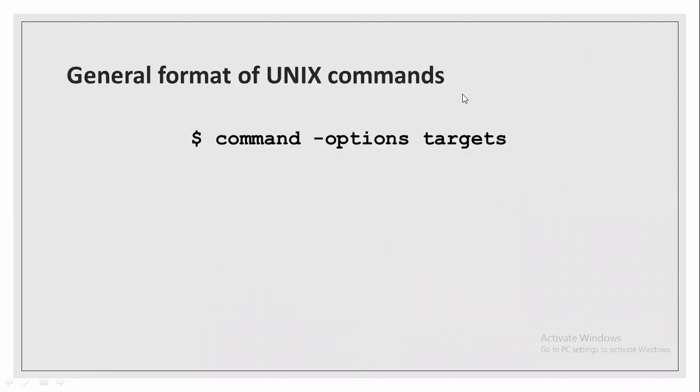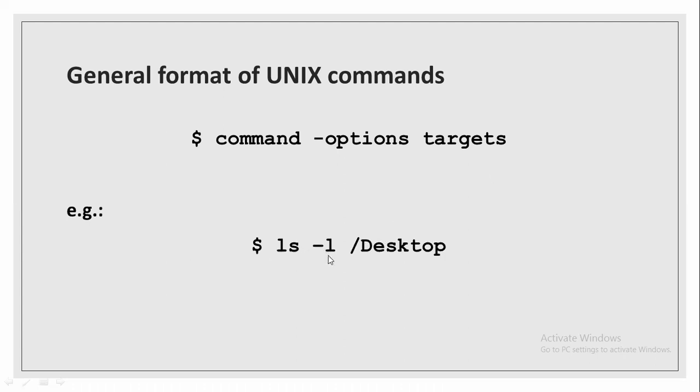General format of Unix commands. So what is the general format? We have to provide the command, right? And then options, including the - sign. And sometimes you can provide targets, right? So this is the general format. Now, how did we execute pwd? We just gave pwd. We didn't pass any options or any targets, right? So we had only the Unix command. What is this $ sign? The $ sign denotes the shell prompt, right? This is the shell prompt.